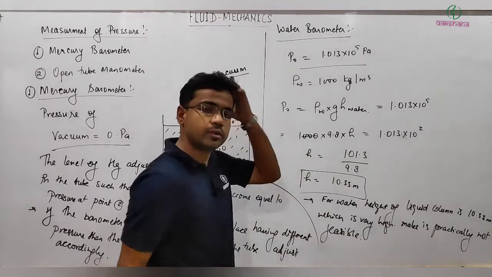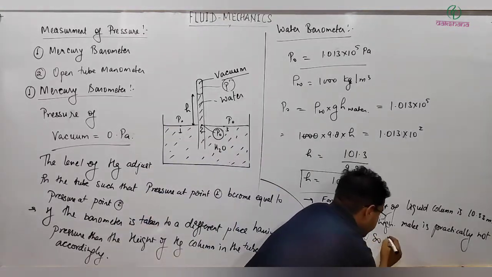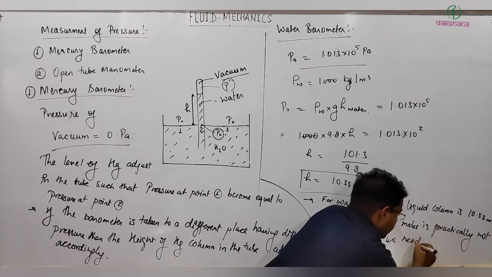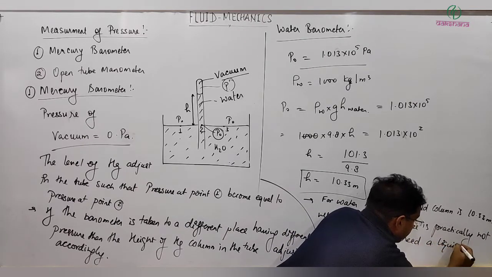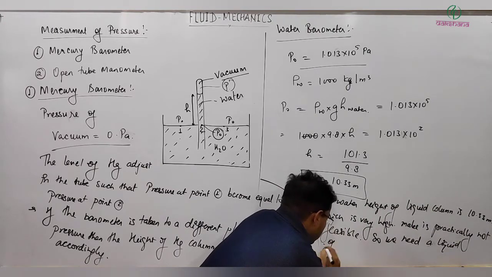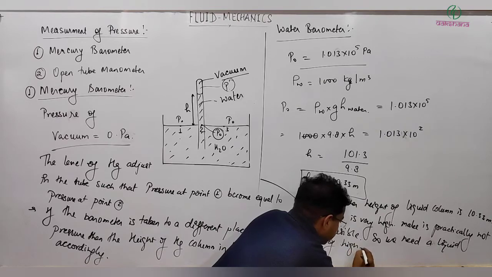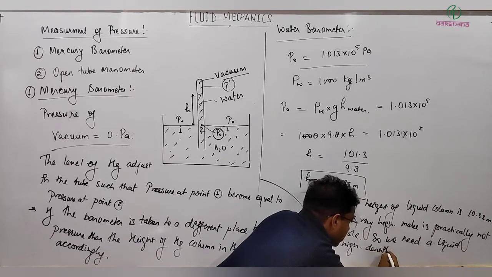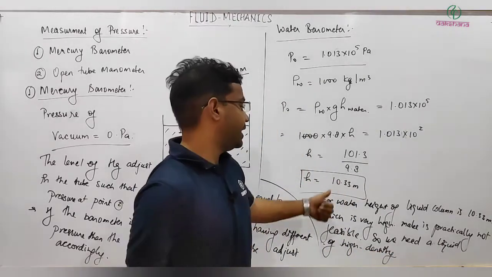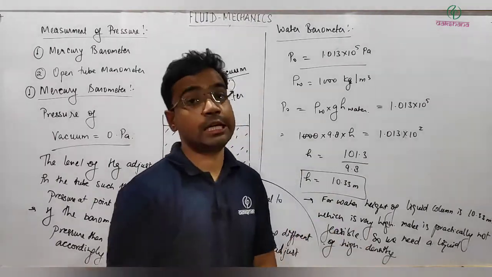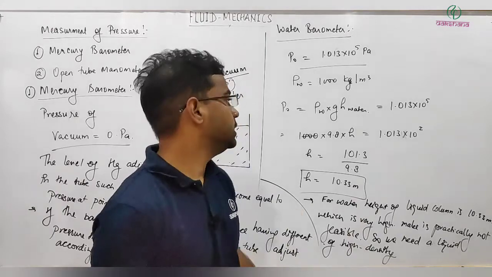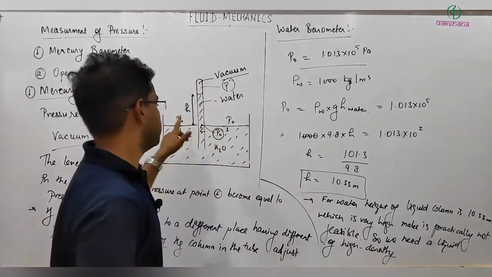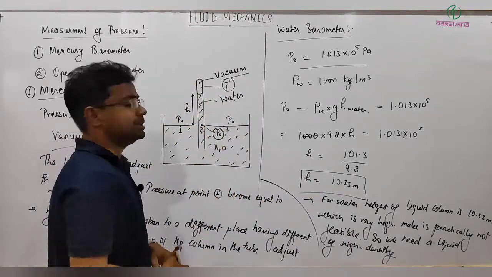And this is the reason we need a liquid of heavy density or high density, because in that case the height will be low, and mercury is one of those liquids having the highest density, or very heavy density. So that's why we use mercury in the case of a barometer.